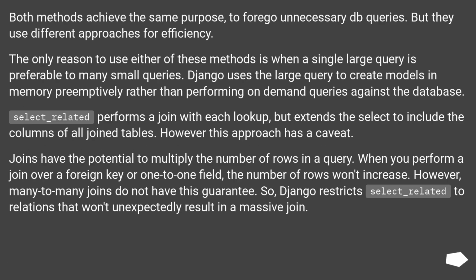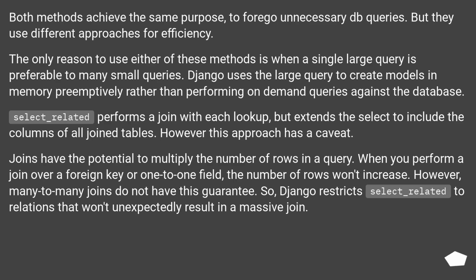Both methods achieve the same purpose, to forego unnecessary DB queries. But they use different approaches for efficiency. The only reason to use either of these methods is when a single large query is preferable to many small queries. Django uses the large query to create models in memory preemptively rather than performing on-demand queries against the database.